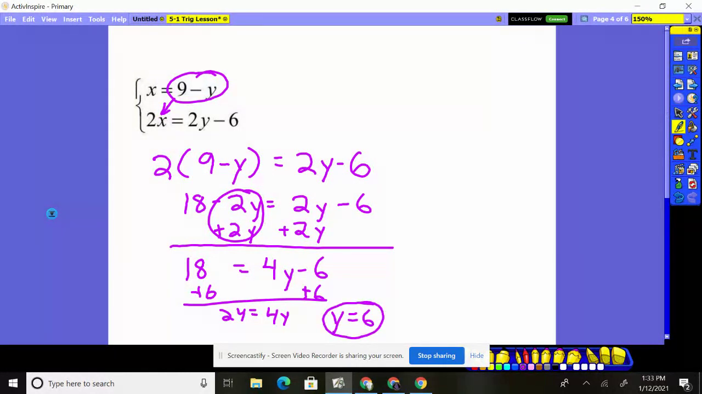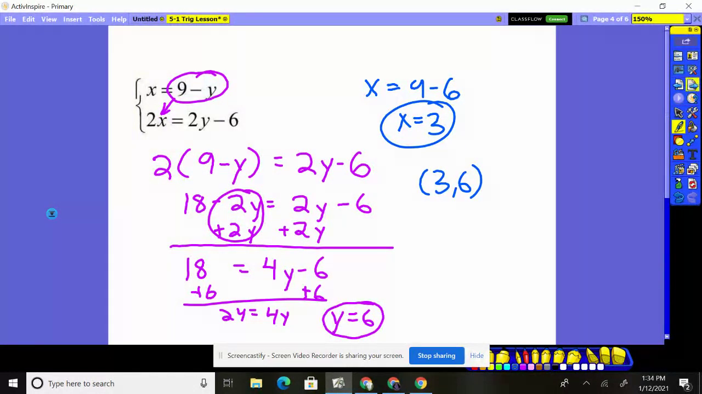Y is 6. Still need to know x's value. So I'm going to go back. I'm just going to go to the first equation, x is equal to 9 minus whatever y is, 6. So x is 3. There's your point where they cross. It crosses at x is 3, y is 6. The ordered pair, if we want to write it as an ordered pair, is (3, 6).